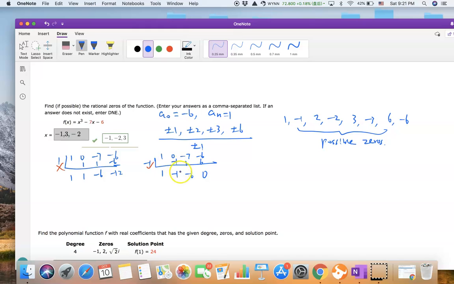At this point, we don't have to test the other zeros because the quotient is x squared minus x minus 6. So we solve this equation for 0, and then we can find the other zeros. We can factor x squared minus x minus 6 into x minus 3 times x plus 2. So the other two zeros are 3 and negative 2.